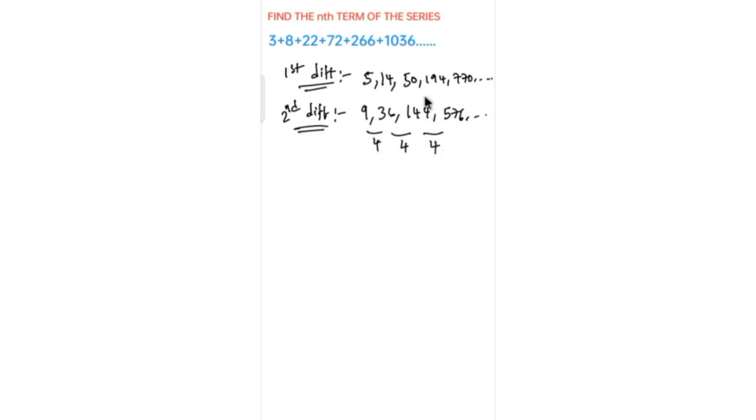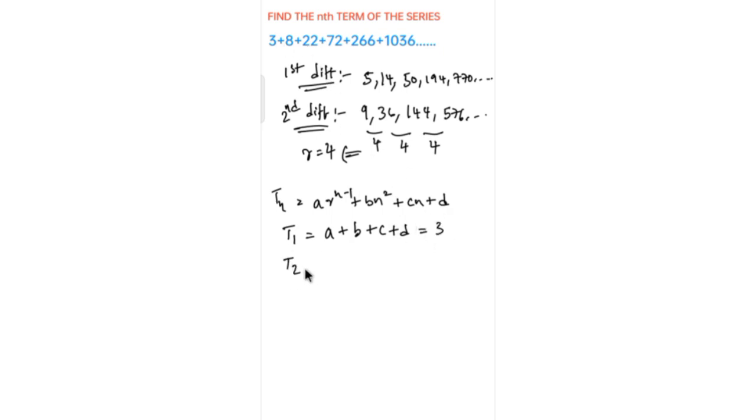That means it's a GP basically. So the R is 4 here. If the second set of differences are in GP, then Tn is given as A into R power n minus 1 plus B into n square plus Cn plus D. So just put those values. T1 is A into R power 1 minus 1, which is 1, so A plus B plus C plus D, which equals T1, that is 3.